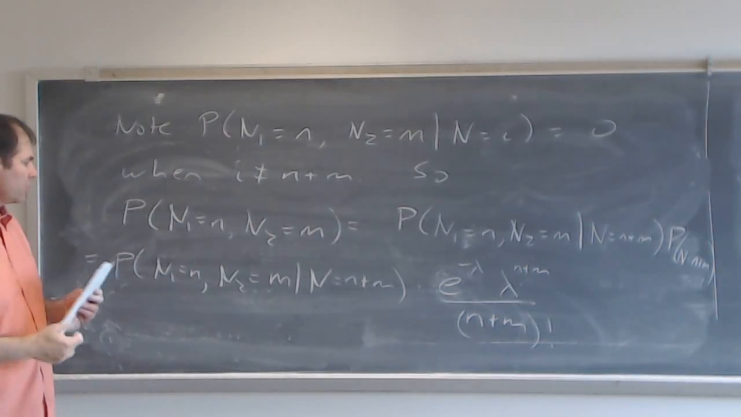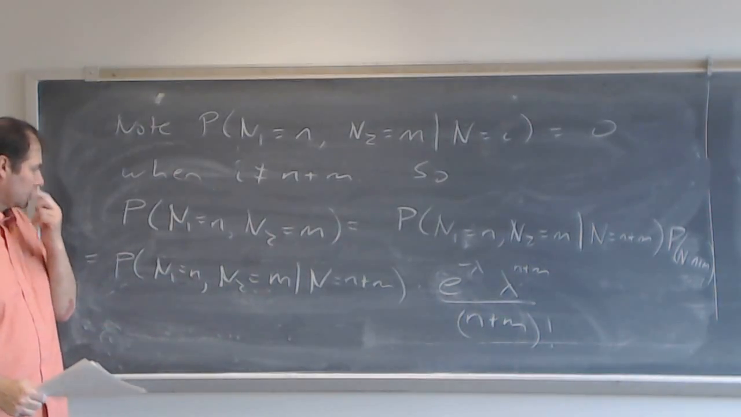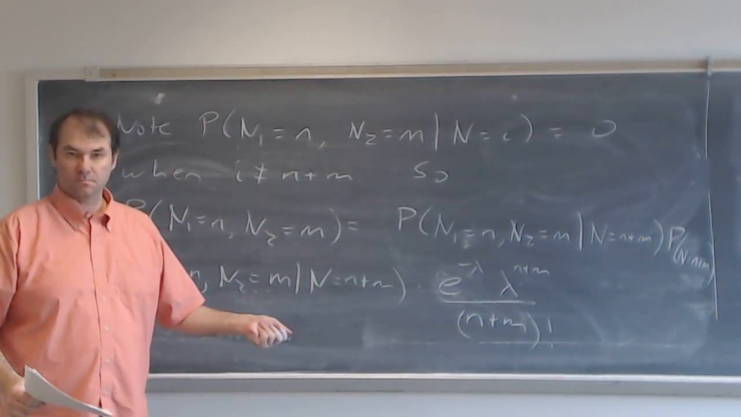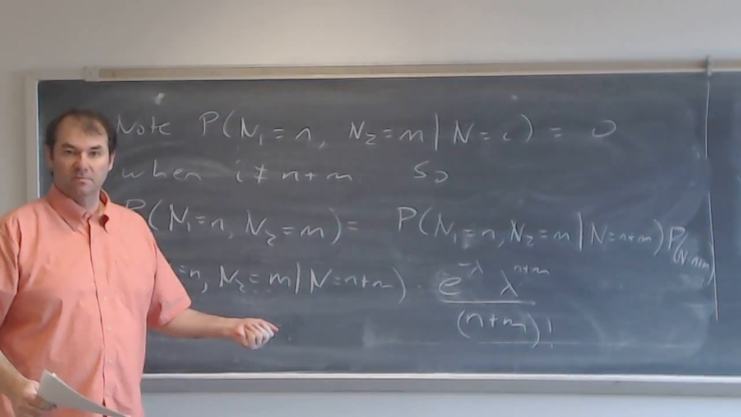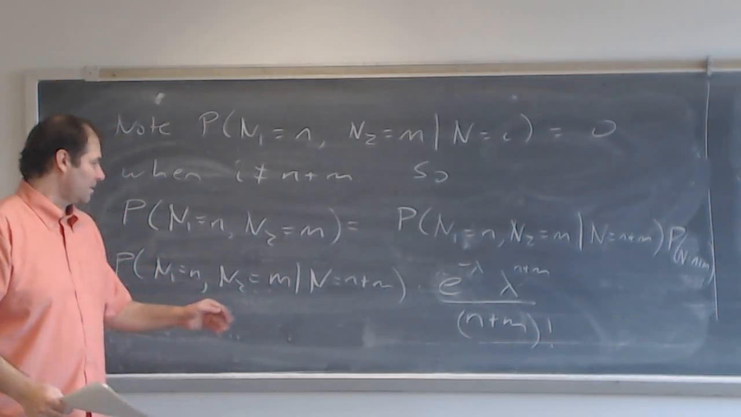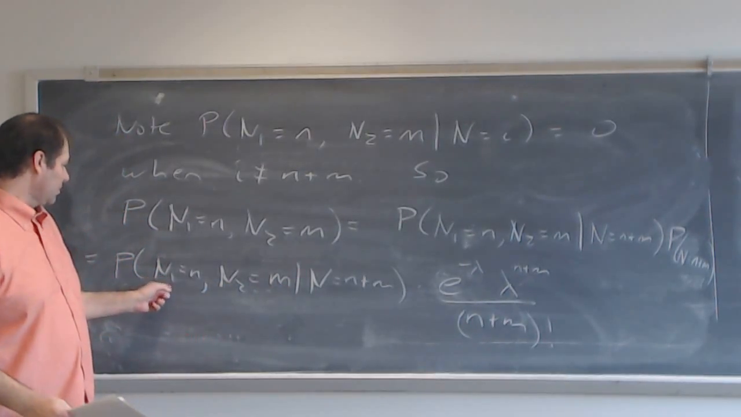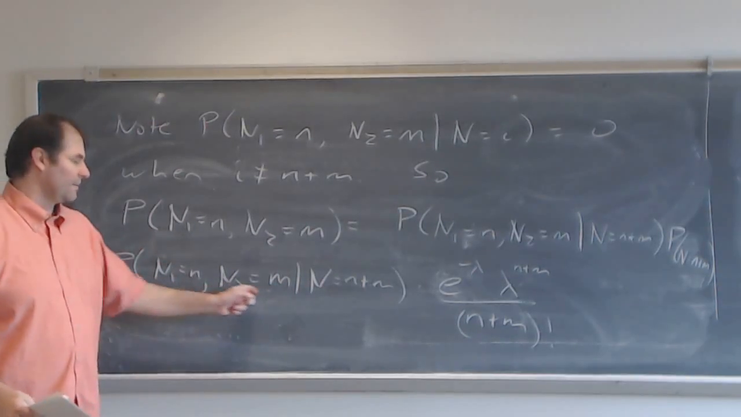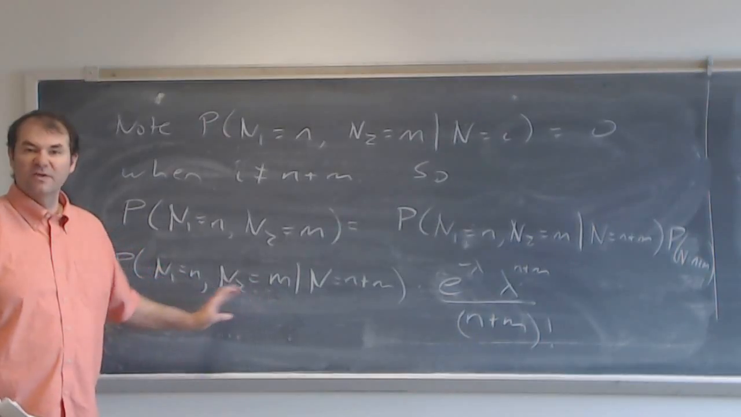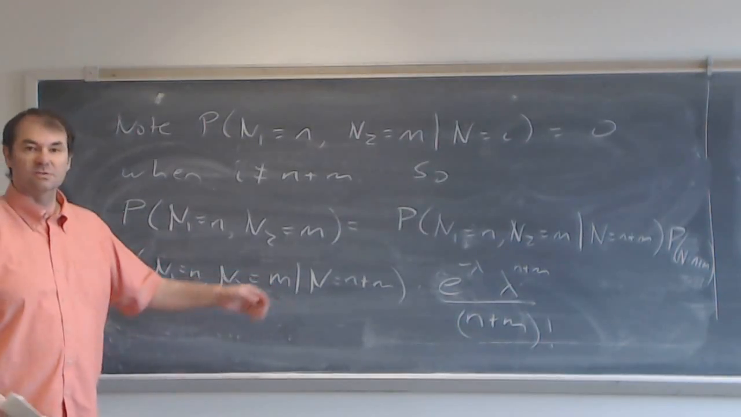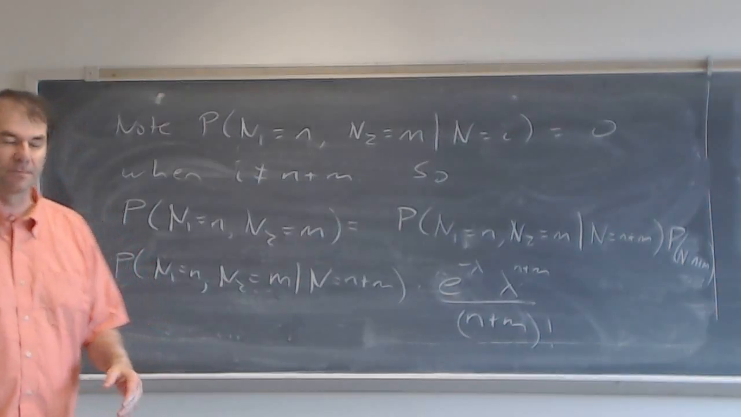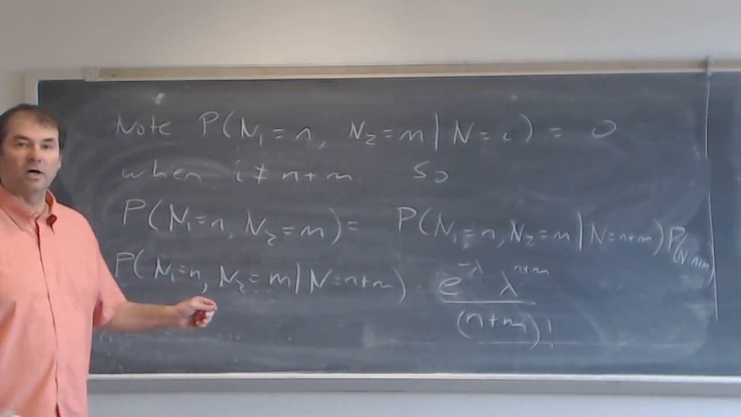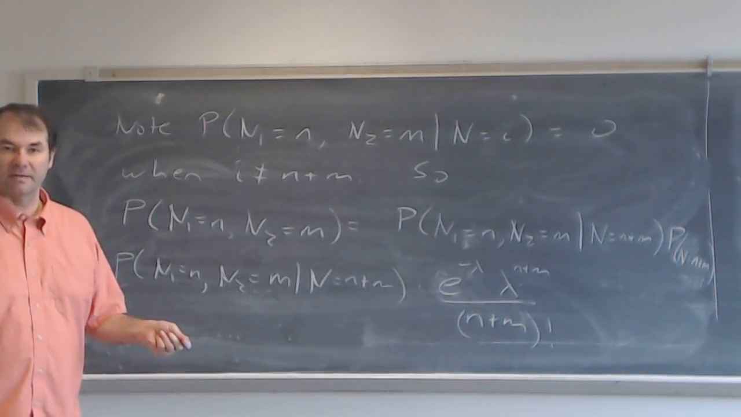But what we can think of this conditional probability as is that we know we have n plus m people that come into the yogurt shop. Okay? And the question is, given that, out of those n plus m people, what's the probability that n of them are women and m of them are men? Well, because they're independent of each other when they come in, their sex is independent of each other, this can be thought of as a binomial random variable. That's what we'll write up in just a second.